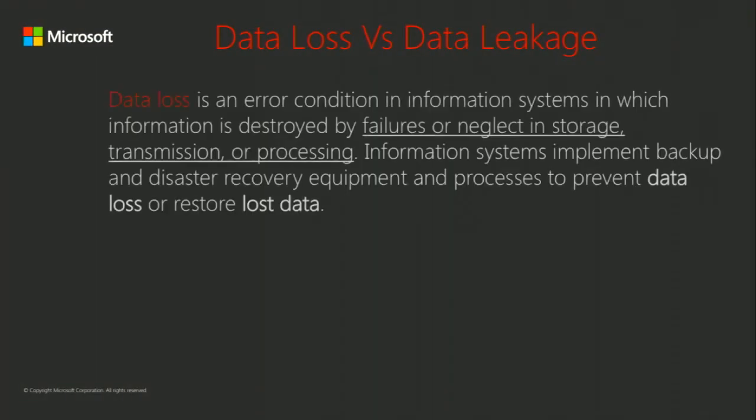And what do I mean by this? Well, data loss is essentially an error condition. When we think about Equifax, that's potentially criminal, letting data leak out like that or be hacked like that. So it's an error condition in information systems, in which information is destroyed by failure or neglect in storage, transmission, or processing. Information systems implement backup and disaster recovery equipment and processes to prevent data loss or restore lost data.